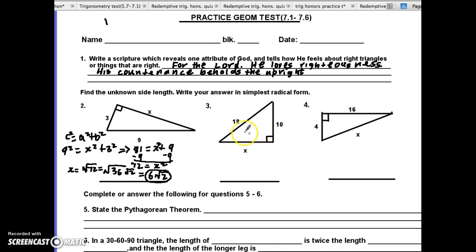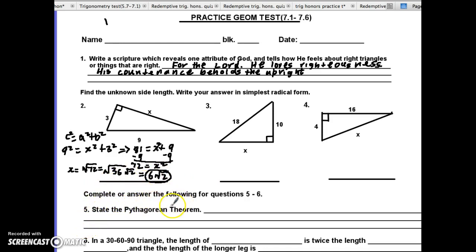So that's the way you would do these by the Pythagorean theorem. Okay? I'd like you to practice number 3 and number 4, or the ones I gave you from EP 14.